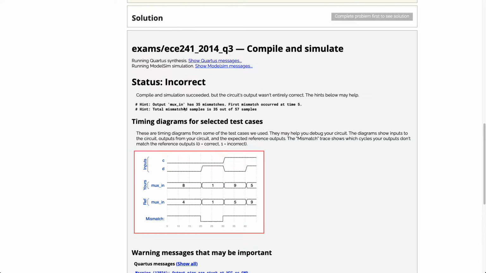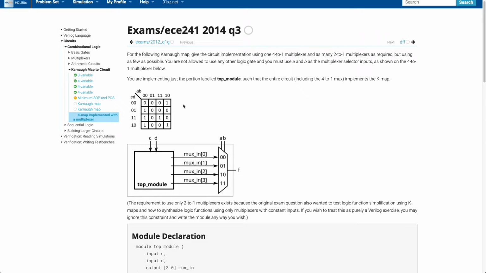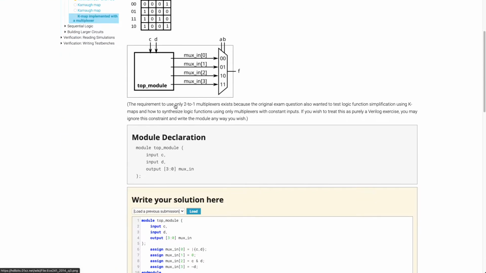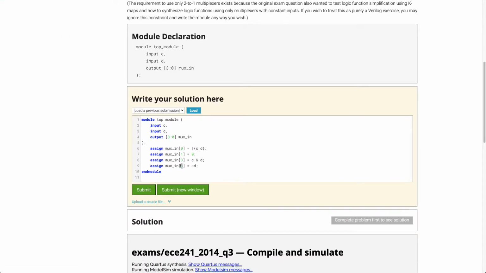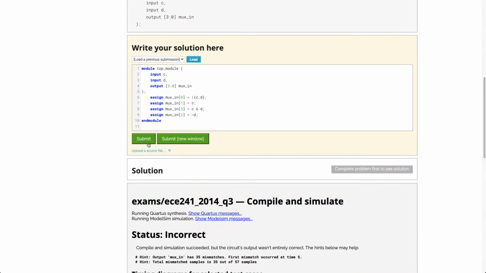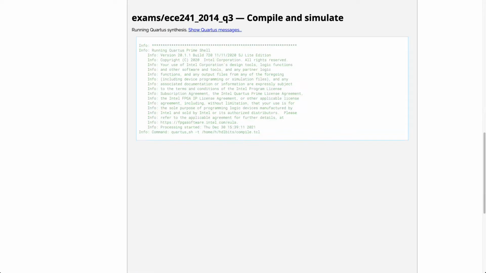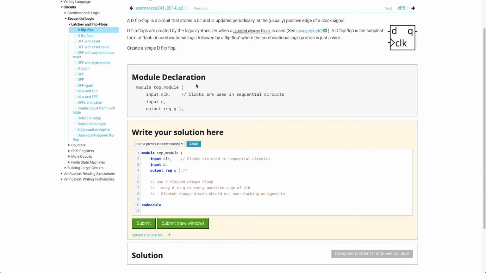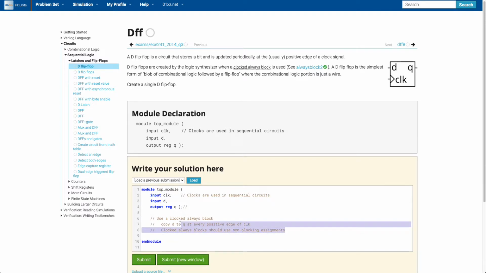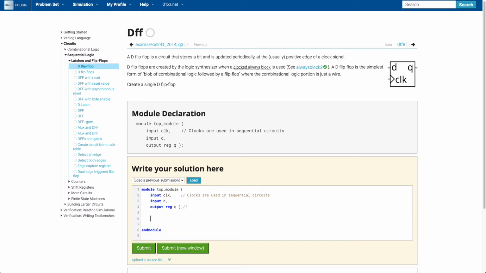So if CD is 0, mux in is 4. So 0, 0, 1. Oh, these two are swapped. I see. These two are swapped. So it's 0, 0, 1, and then 1, 1, 1, 0. So just swap these. Okay.